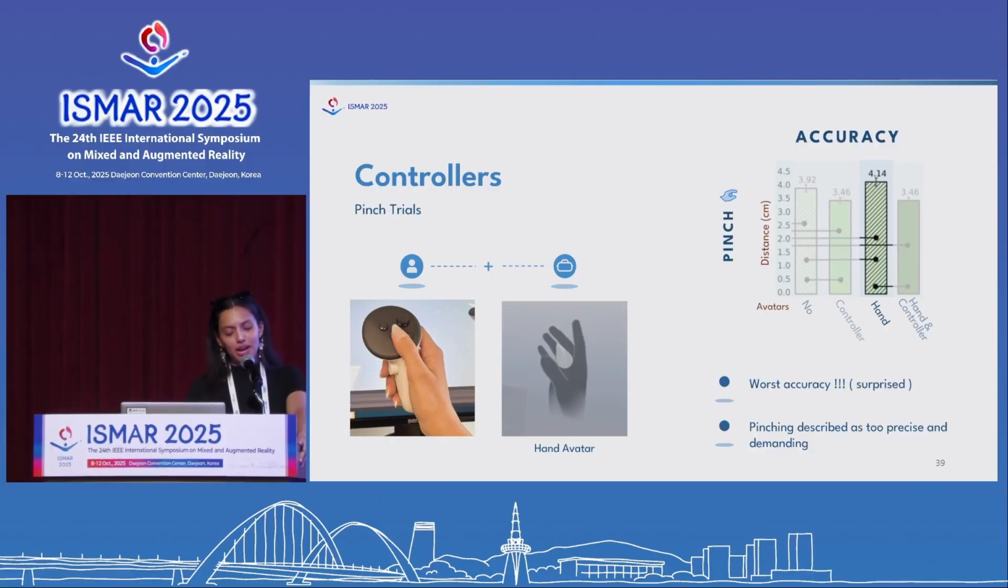For the pinch trials, much to our surprise, the exact opposite happened. The hand avatar actually brought the worst accuracy. It did worse than the no avatar condition. Participants described the pinch gesture as too precise, too demanding, and some of them stated that it felt more like a video game rather than reality.